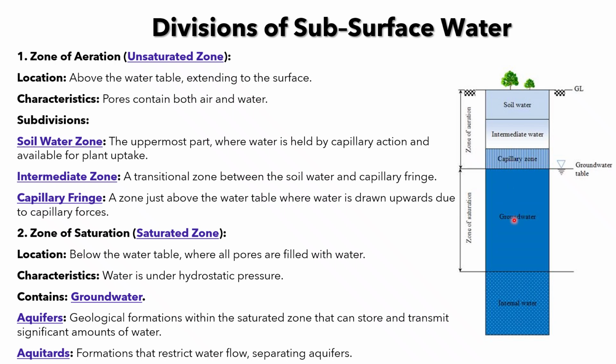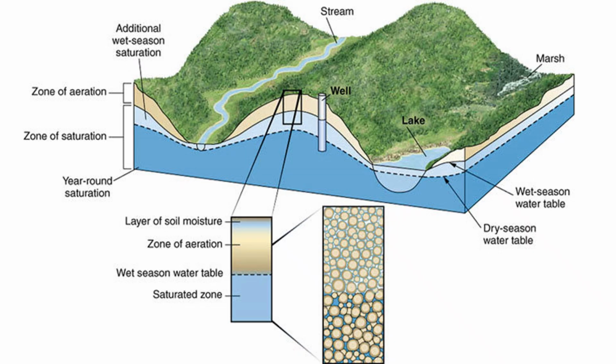So the next one is the zone of saturation. This is the zone below the water table where all the pores are completely filled with water. This is where groundwater actually exists. Aquifers and aquitards are parts of the completely saturated zone here. Seasonally, you can see here the water table variation, how much it changes.